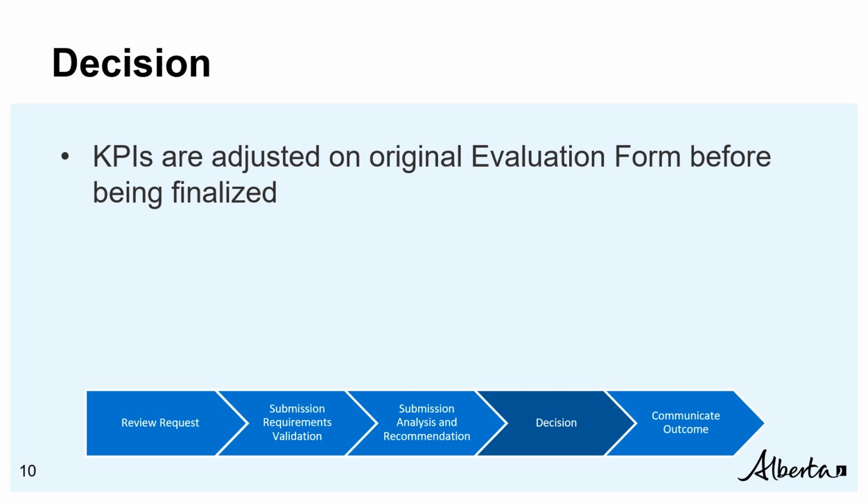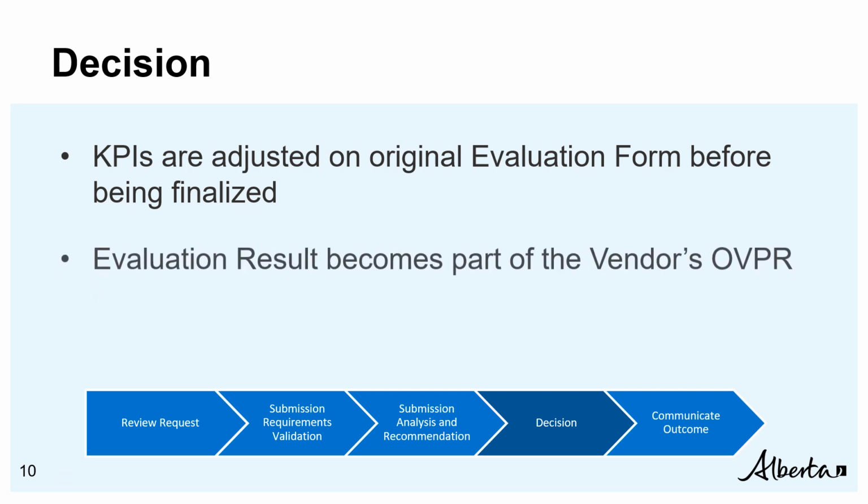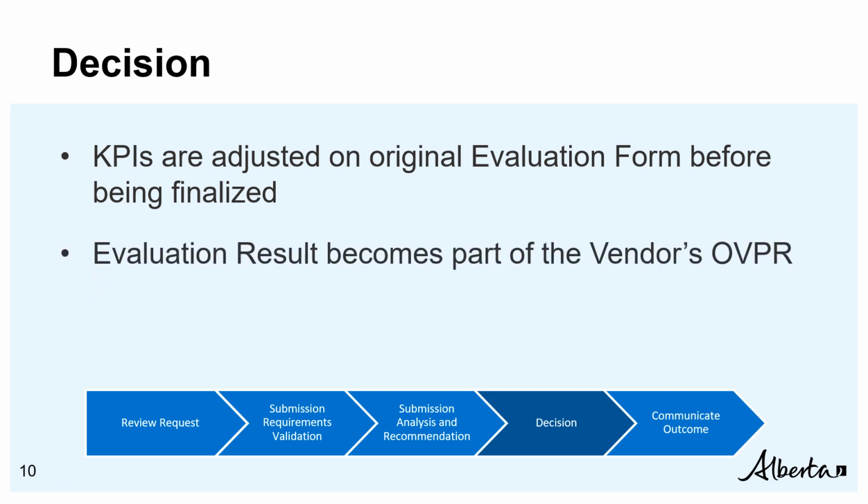After the VPC has made their decisions regarding the review, the VPM manager adjusts any KPI scores on the original evaluation form used for the performance evaluation and then finalizes the evaluation. The evaluation result becomes part of the vendor's overall vendor performance rating. The VPC aims to respond back to the vendor with a decision within 30 business days of the review request being submitted.